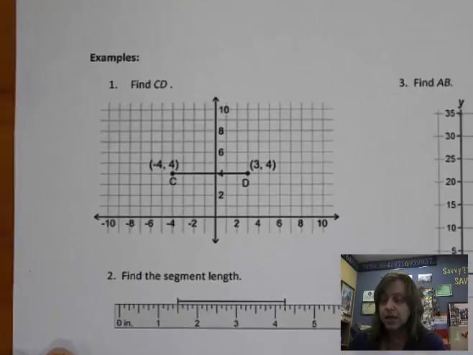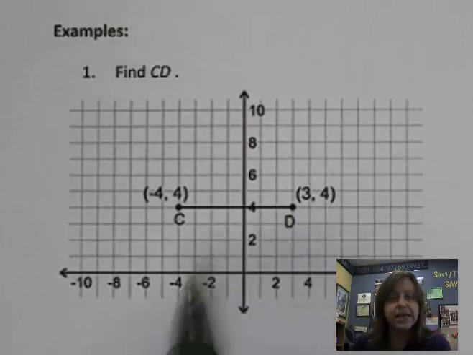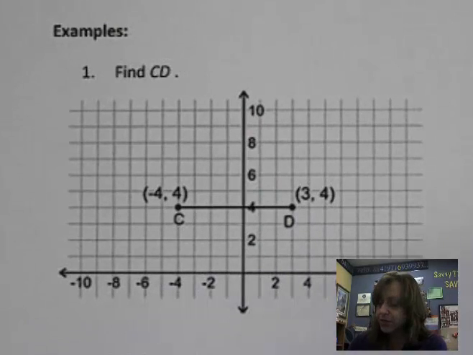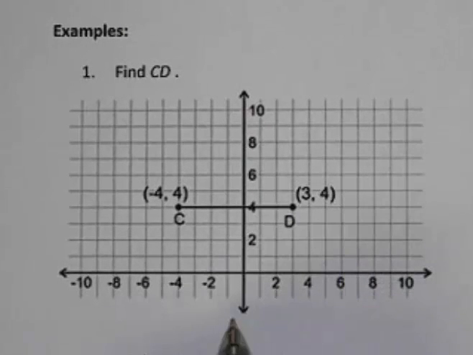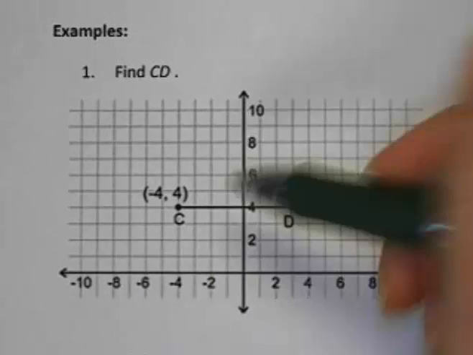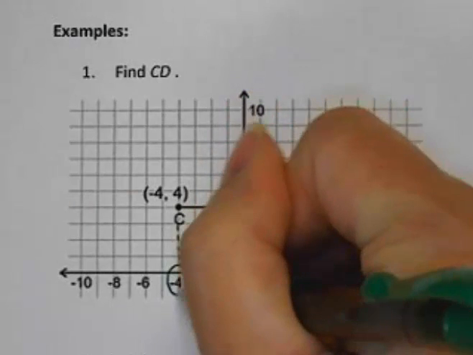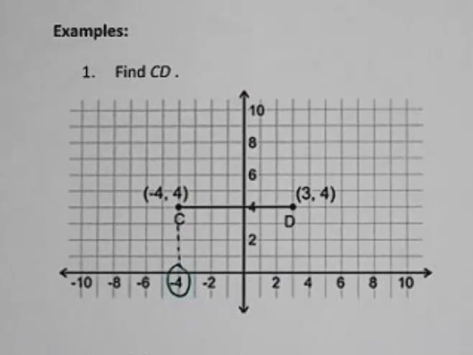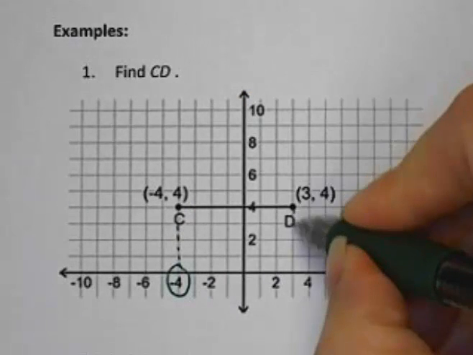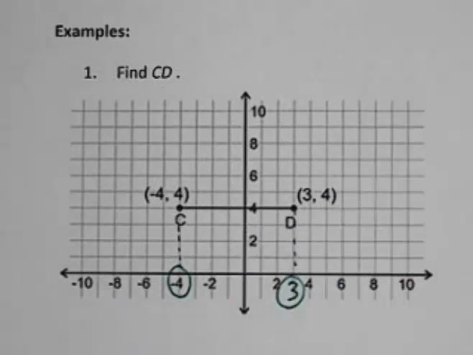Let's take a look at some examples. In our first example, we have to find the length of CD. The ruler in this case is an actual graph with number lines showing us the coordinates. So where is C and where is D? The important number line we're going to use is the x-axis. C is located at -4 for its x-coordinate, and D is right here at 3 for its x-coordinate.